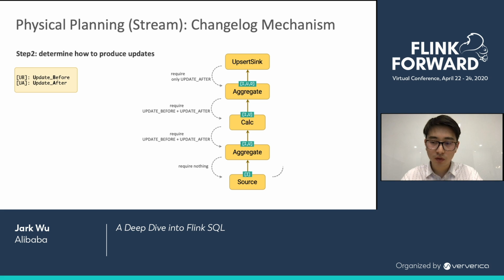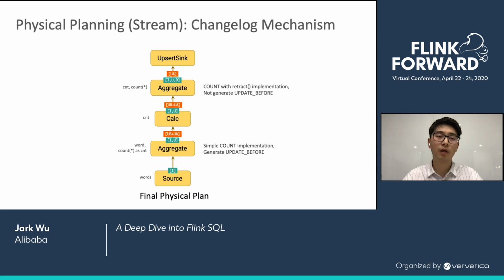So the first aggregate will produce the before and after together because the downstream aggregate requires the before and after. And the calculator will forward it. And the second aggregator will produce only after because the sink requires only after. So tag the UA on this node. So we will get such a final physical plan for the streaming query.